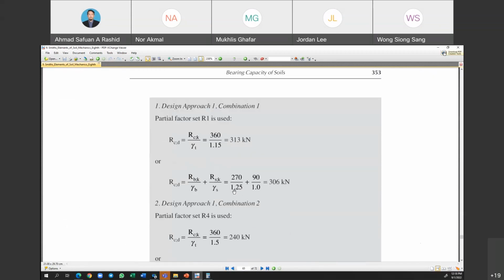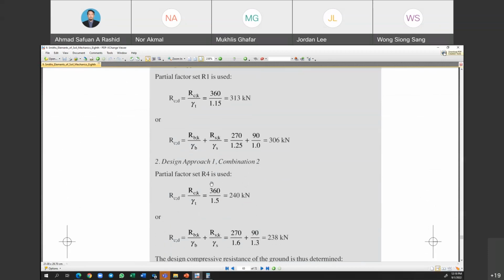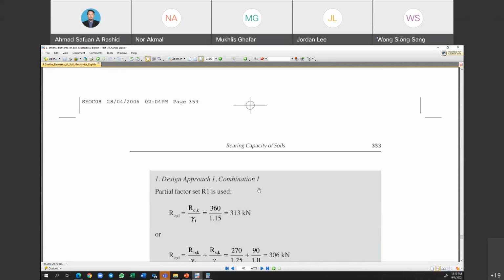I'm not sure why they have that kind of difference. So that is 1.25 and 1.0, and the value is 306 by using the base and shaft. Then design approach number 2, partial factors R4.